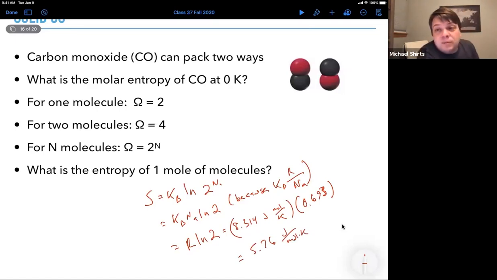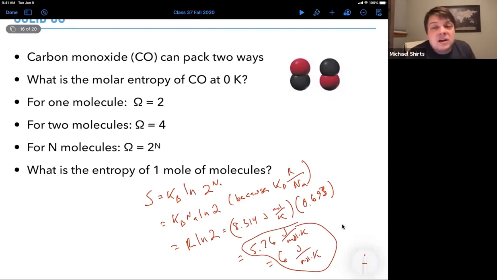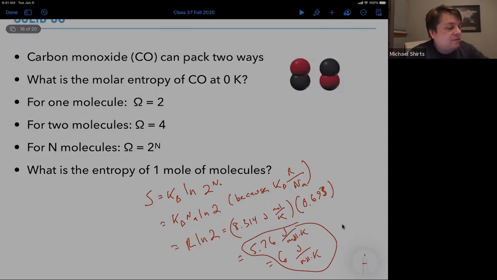Now it is an entropy per mole because we multiplied by Avogadro's number. Experimentally, it ends up being about 6 joules per mole Kelvin. So this is a pretty good estimate. Just by counting the states, we can figure out how much entropy there is.